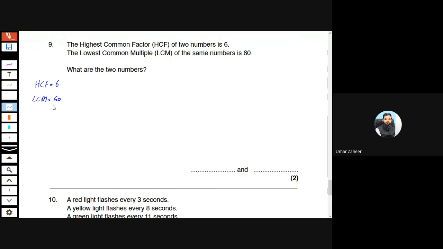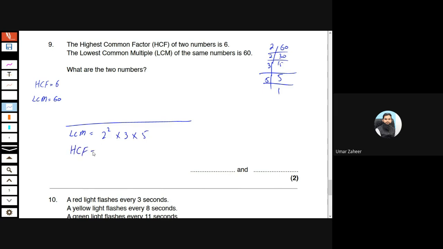So basically you have to find two numbers in which you are getting the LCM and HCF. If we write the prime factors, the LCM is 60. 2 times 30 is 60, 2 times 15 is 30, 3 times 5 is 15, 5 times 1 is 5. So it is going to be 2 squared into 3 into 5. And I am going to talk about HCF. So the number is going to be 2 times 3, right?